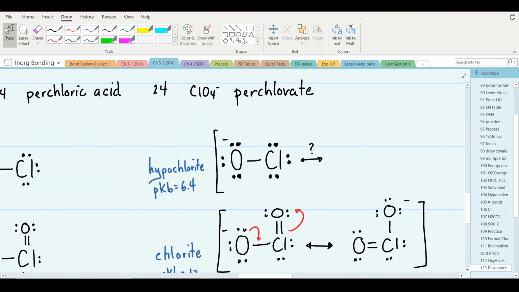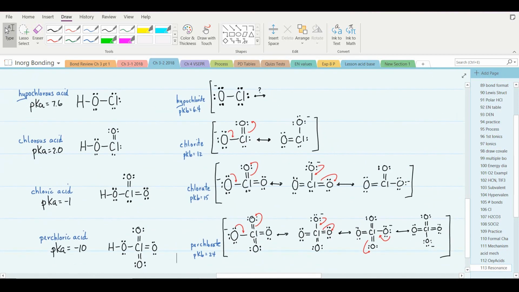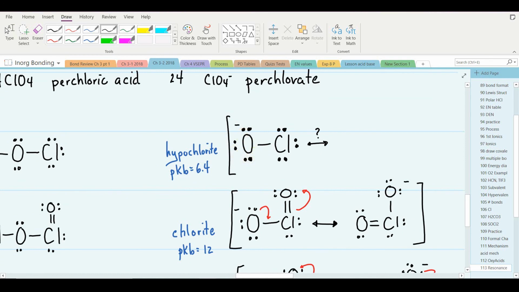So of all these 4 bases, which one is most basic? Hypochlorite is most basic. Why? Because 1 atom holds all the negative charge, and that's going to be a more reactive atom, a better electron donor, a better Lewis base.